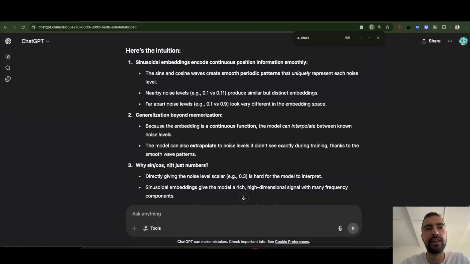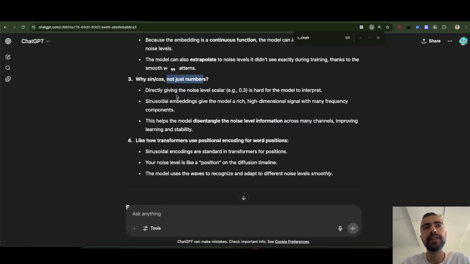Why sine, cosine, not just numbers? Directly giving the noise scalar, for example 0.3 or 3, is hard for a model to interpret. Sinusoidal embeddings give the model a rich, high-dimensional signal with many frequency components. This helps the model disentangle the noise level information across many channels, improving learning and stability. Like how transformers use positional encoding for word positions.